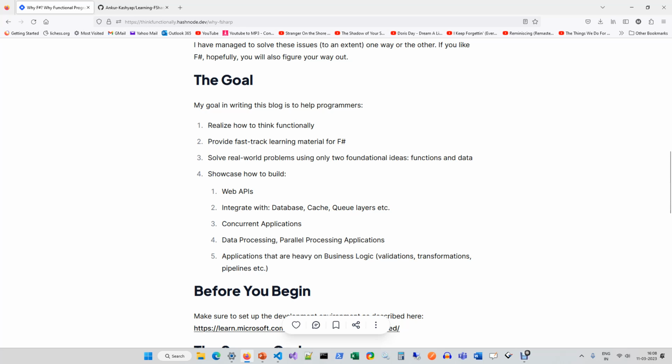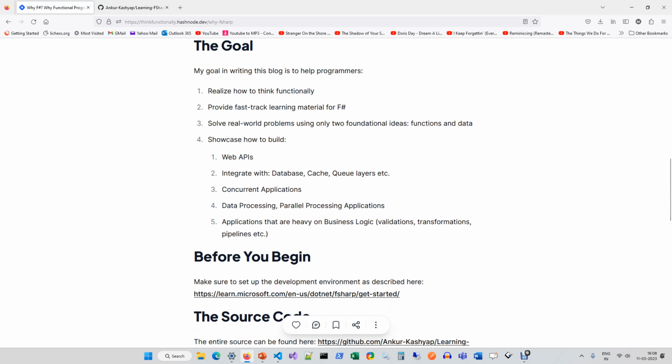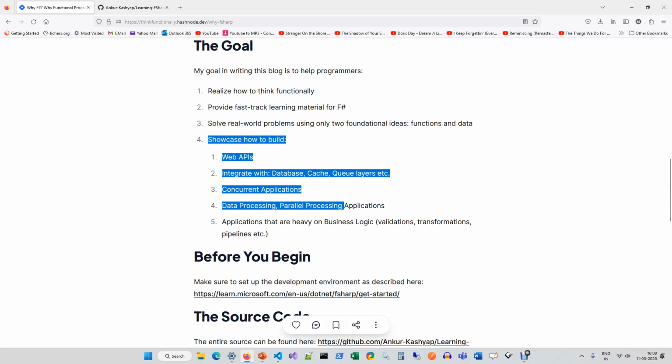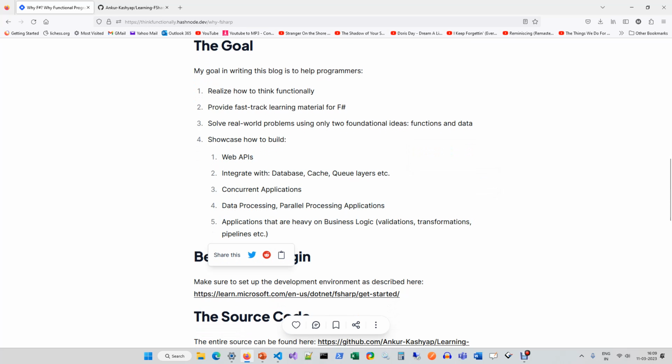And we will solve real world problems with essentially just two things, which is functions and data. And hopefully moving forward, you will stop seeing these two as two. You will see these two as one, which is transformations, but more on that later. And eventually we should be able to do all of this, which is build web APIs, which is a very common use case today. And to build any sensible system, we're talking about integration with databases, cache layers, queue layers, and so on and so forth.